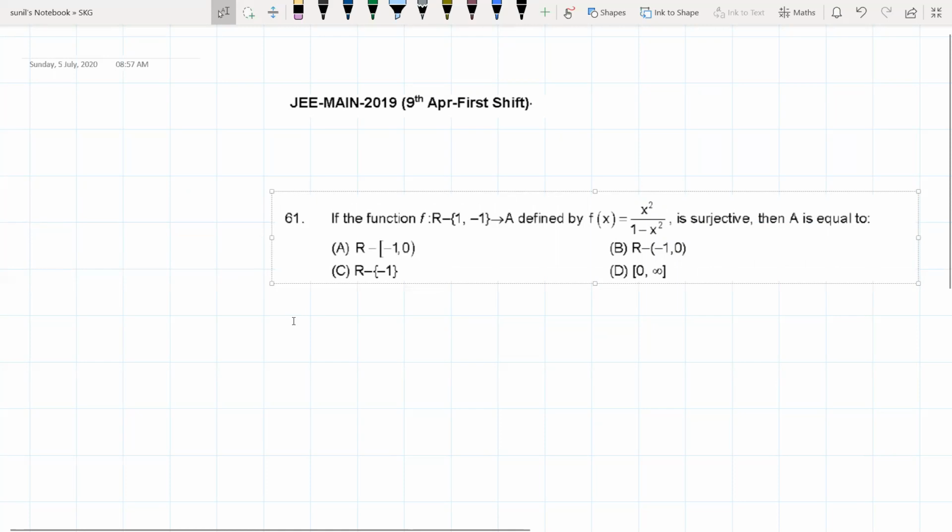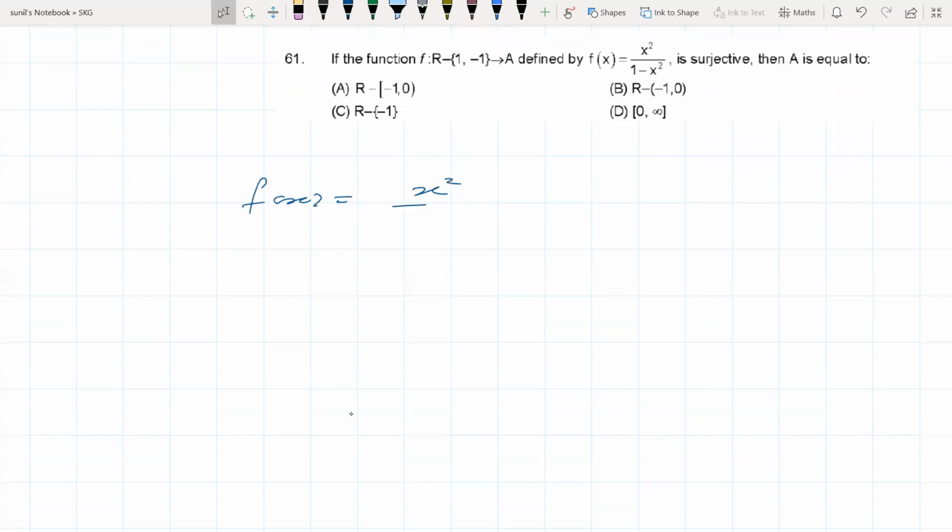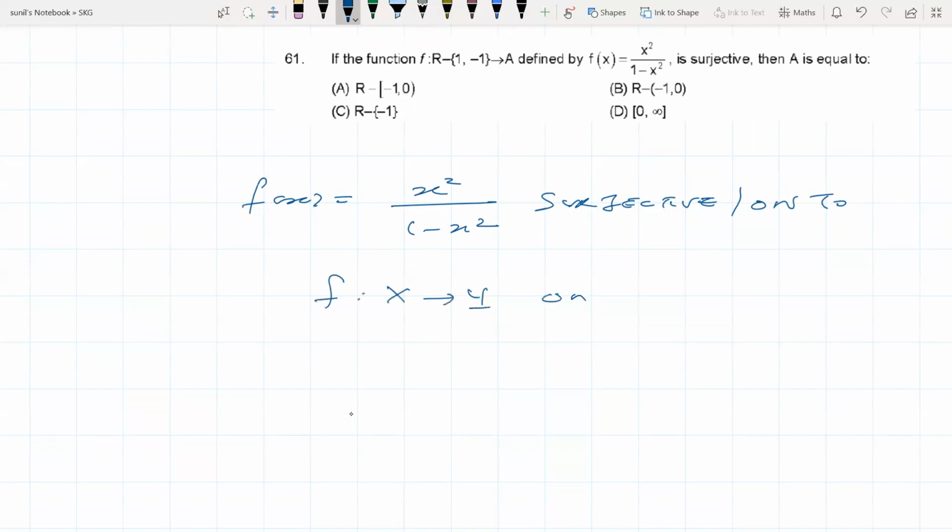The function they are given is f(x) equal to x square by 1 minus x square. This is surjective. Surjective means onto function. So we know this concept, a function from X to Y is onto, provided the range of this function should be the second set.